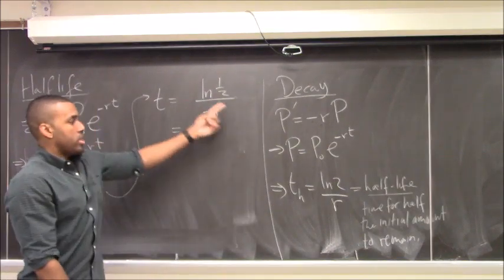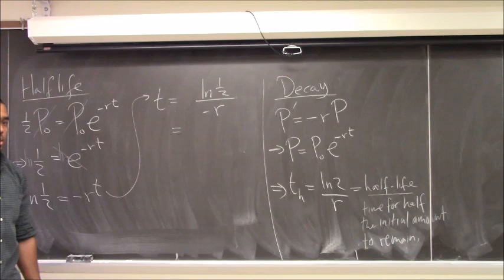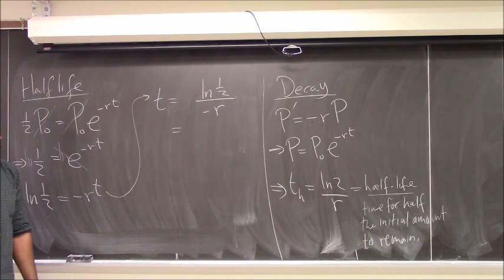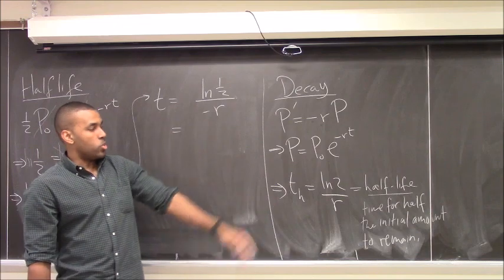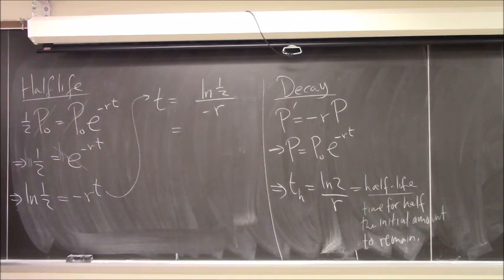Can anyone see why this is equal to that? Why is ln of a half divided by minus R actually the same as ln 2 over R? Do you see why that's true?